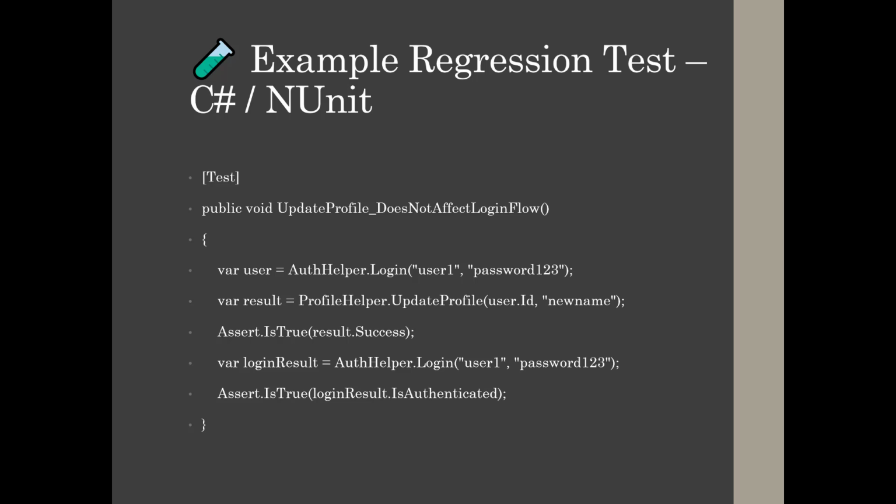We want to verify that a fix in one part of the system didn't break another. So as we go through there, we can see it's logging in. We're checking that user ID. We're asserting that they were able to log in correctly. And then if they actually go back and log in again, they get that is authenticated result back. So we're not breaking the cookie or the token or anything in that scenario.